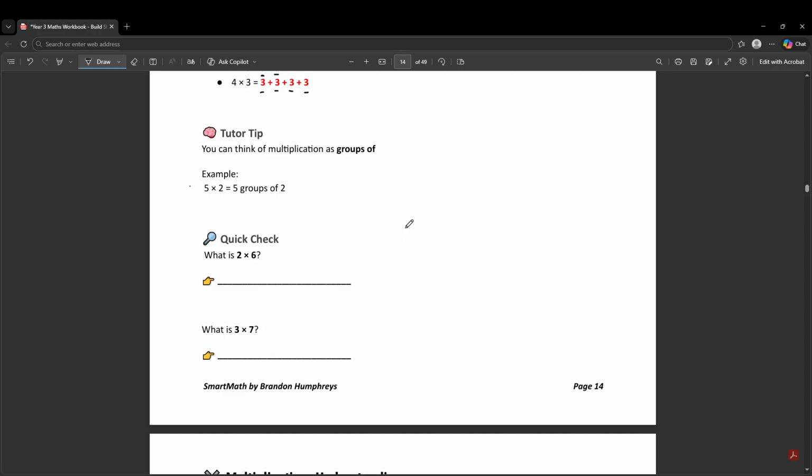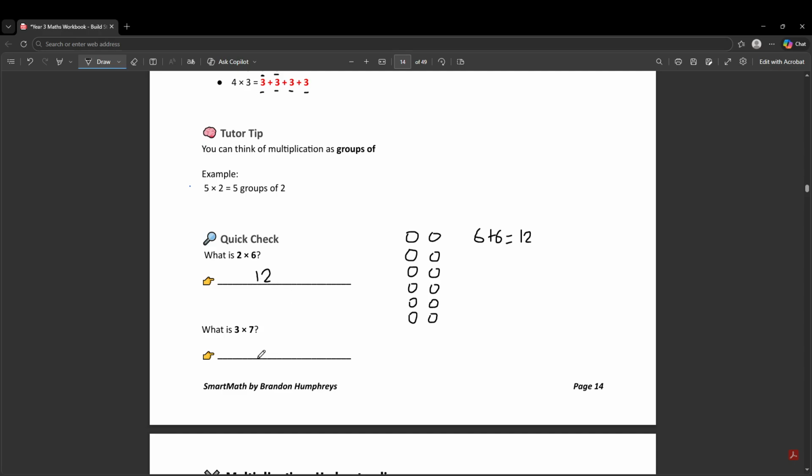Alright, so we'll begin by drawing our groups. So we're going to have 2 even groups of 6 circles. So that's going to be our first group. And that's going to be our second group. So our first group is 6, and our second group is 6. And this is going to be equal to 12. So 2 multiplied by 6 is 12.